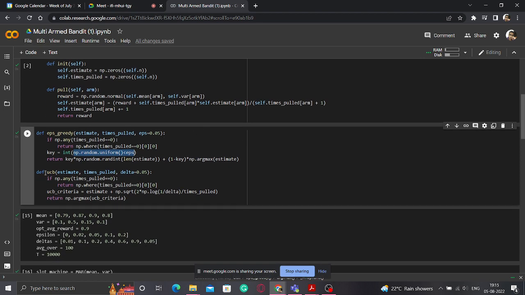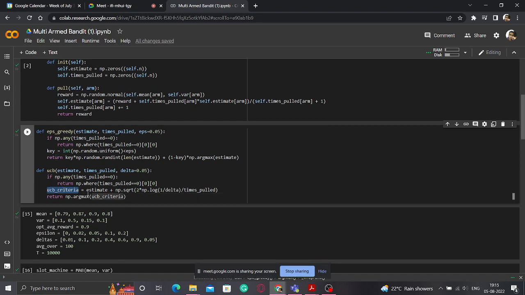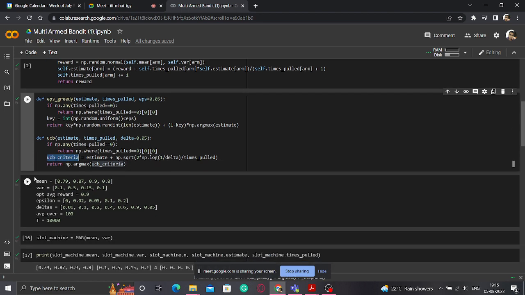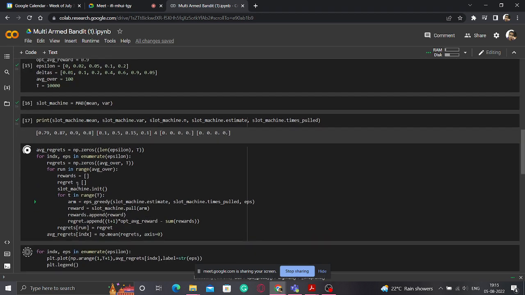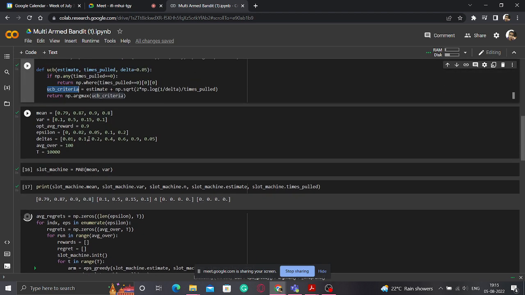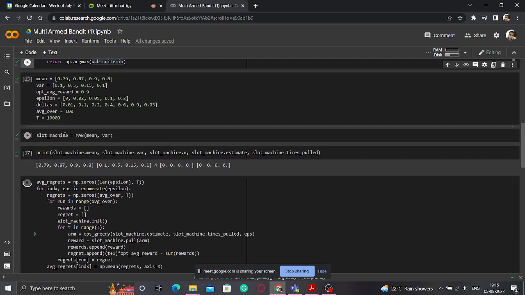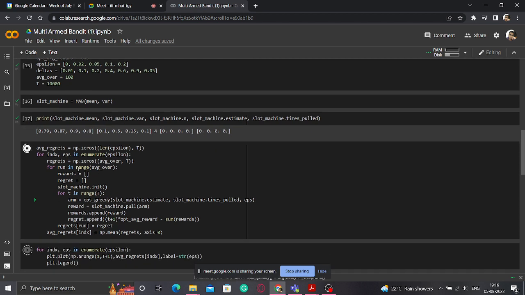Yes. So UCB is also the same thing. Pull each and every arm one time, and then calculate the UCB criteria. And then return the UCB values for each and every arm, or for whichever arm you are doing. Then update this. Then give some values for your environment. Create an environment. Just check whether the environment has all the things that you want. Now, just do averaging.